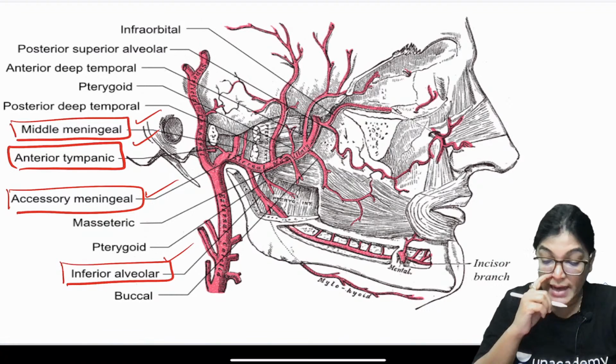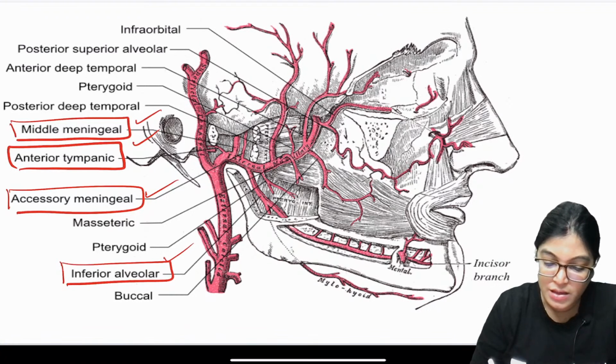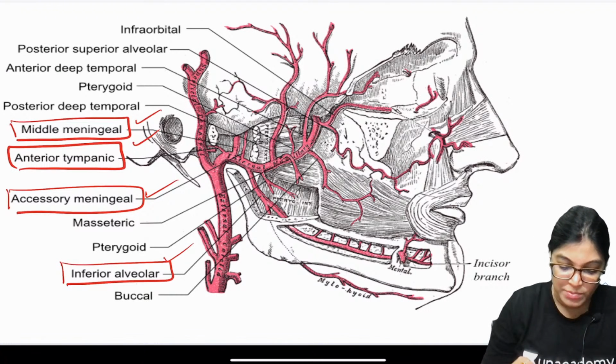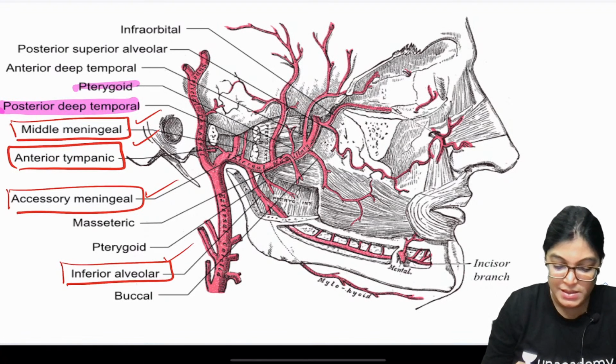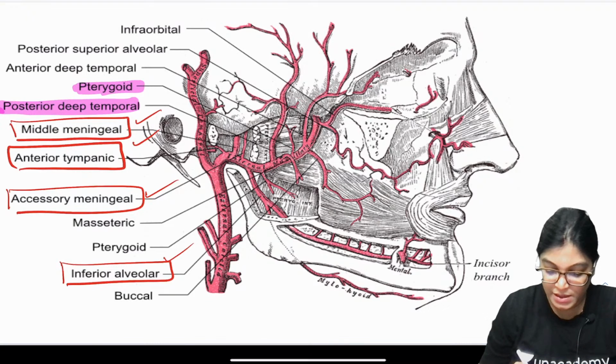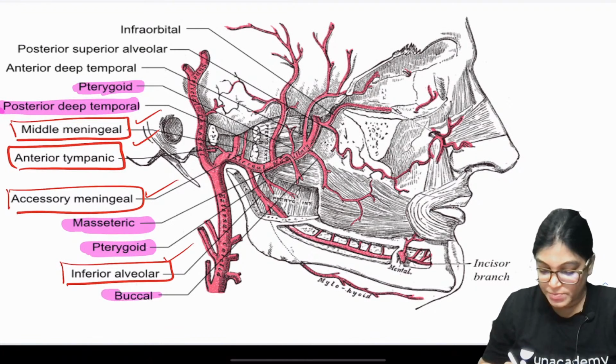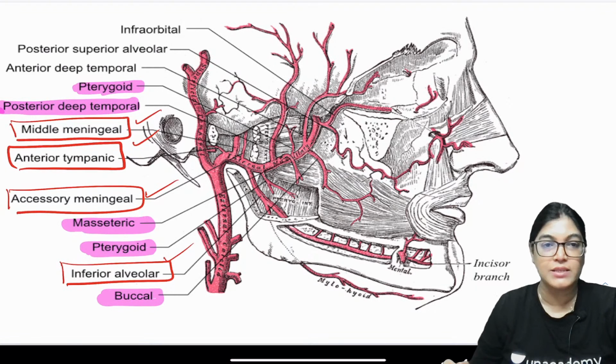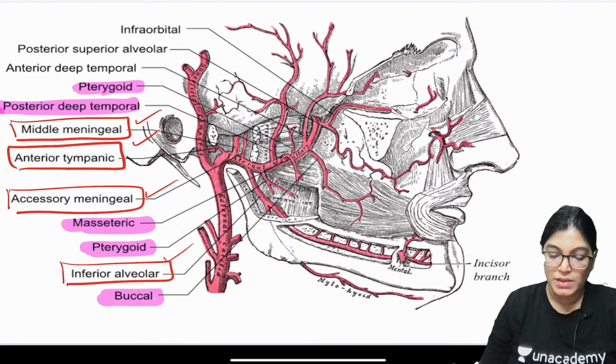Now the second part, as I told you, all the branches are muscular. Muscular branches are the deep temporal to the temporalis muscle, the pterygoid branch to the pterygoid muscle, the masseteric branch to the masseter, this is also pterygoid, and the buccal branch to the buccinator muscle. All these branches highlighted in pink are the branches from the second part.